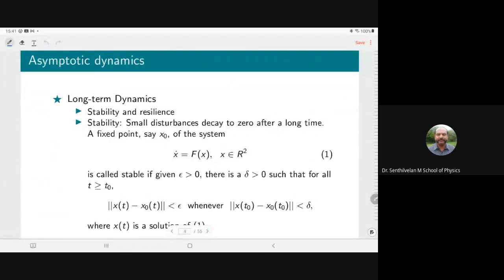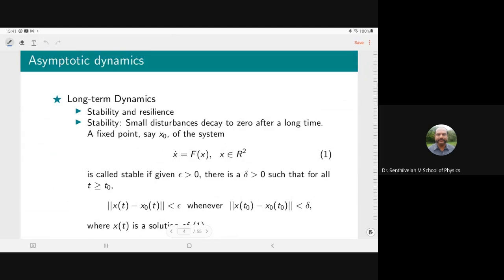And in long-term dynamics, mainly we consider two things. One is the stability and another is the resilience. And these two characterize the asymptotic dynamics. Step by step, I am coming briefly to stability and resilience, and then I will move to the short-term dynamics. And this definition is, I think, maybe known to you.